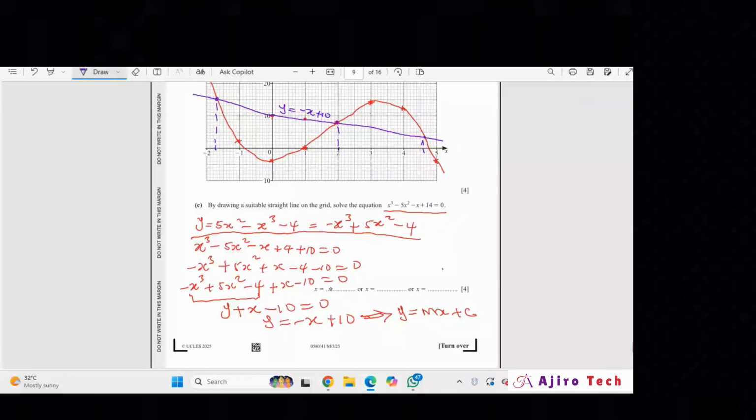So I have 1.7, that is the first one. After that, I have 2, which is this one. And after that, this is 2.1, 2.2, 2.3, 2.4, 2.5, 2.6. So I have 2.6. So that is what I have there.